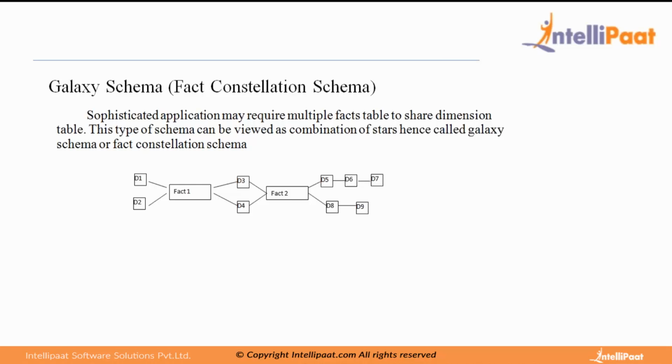So this complete structure looks like a galaxy, a collection of constellations. Here, what is happening is we have multiple fact tables, and these fact tables are sharing the dimensions. When multiple fact tables share a dimension, the structure becomes like a constellation. One fact is related to multiple dimensions, and another fact also refers to the same dimensions. The structure looks like a constellation, so this is known as a fact constellation schema.